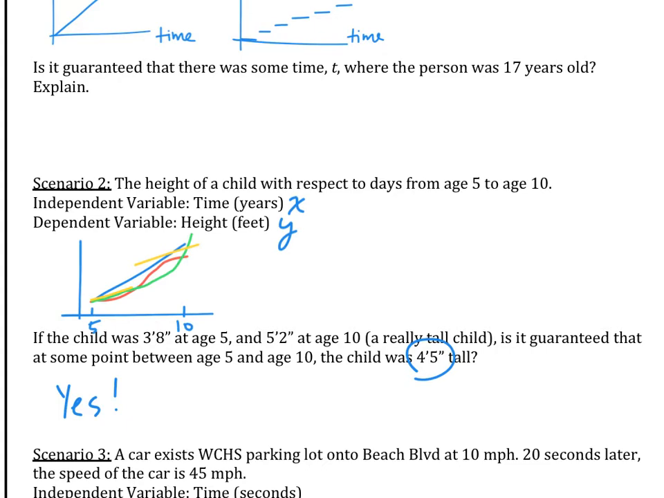Because you can't, like I said before with that example, you can't just all of a sudden become some height without going through a height in between. So if we know in the beginning it was this, in the end it was this, and this person must have some time in his life was at 4 feet 5 inches.